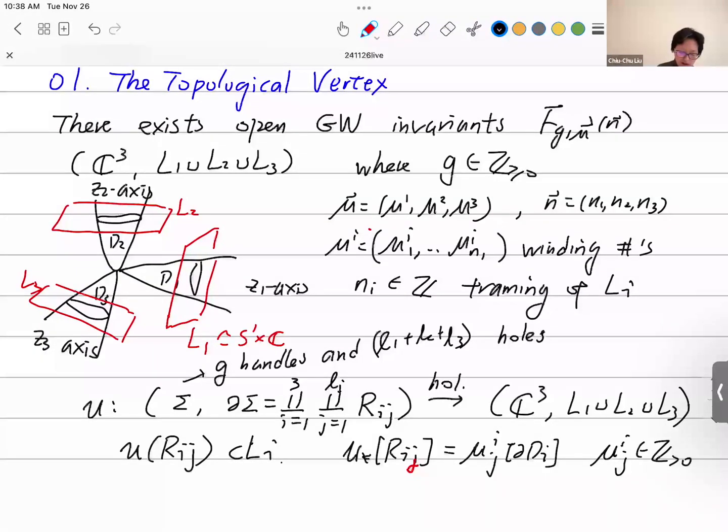But unlike the closed Gromov-Witten invariants, for open Gromov-Witten invariants, this is usually not well defined because the moduli space is, in the best case, an orbifold with corners.